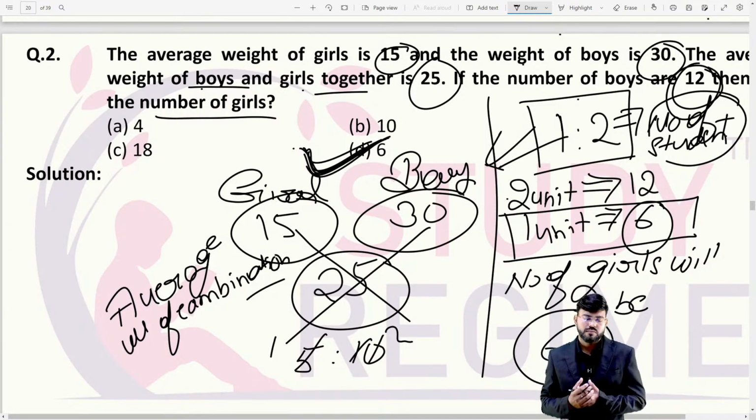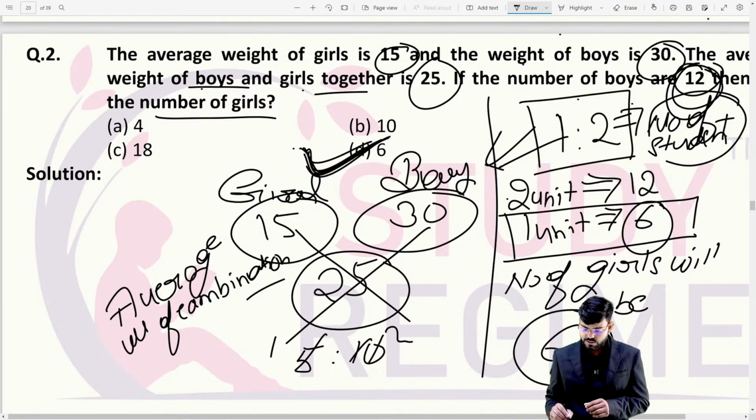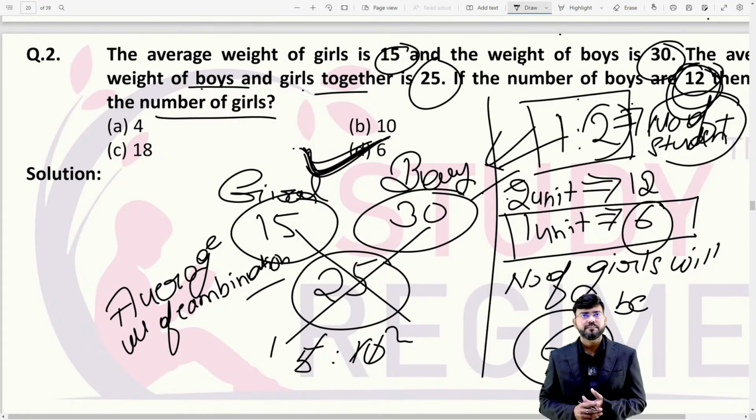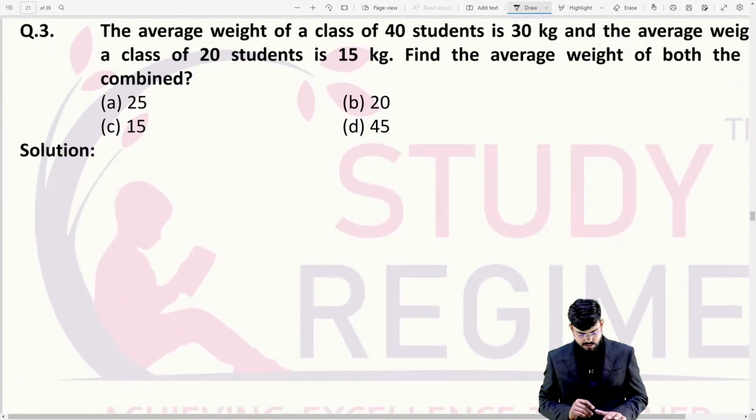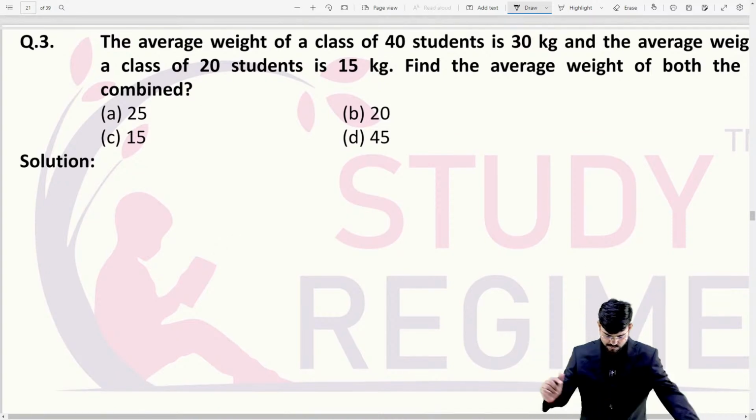Very easy question. The average weight of girls is given, the average weight of boys is given, and the combined weight is given as 25. You just subtract these values and you get the ratio, that is 1:2. Now the 2 is given as 12, the number of boys is already given in the question as 12. So you have compared the 2 units with 12. So 1 unit you will get 6. So the number of girls will be 6. Okay. Let's go with the next question.